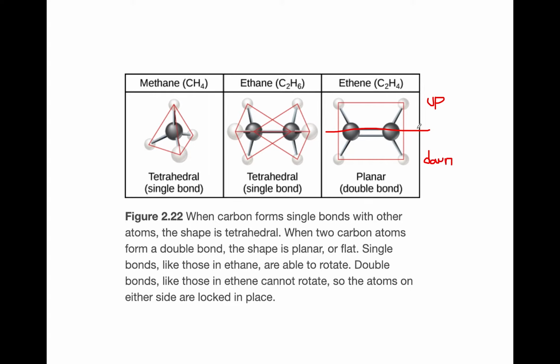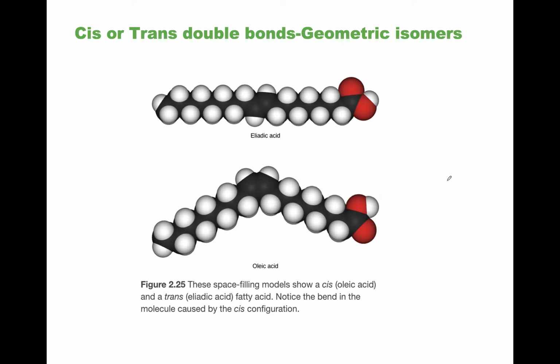You can position atoms that are attached to the carbon either on the same side or on opposite sides and cause variation. So in this case, elaidic acid, you can see the hydrogens are on the two opposite sides of this double bond. This is called a trans configuration. Trans means different. So the hydrogen atoms are on the two sides of this.